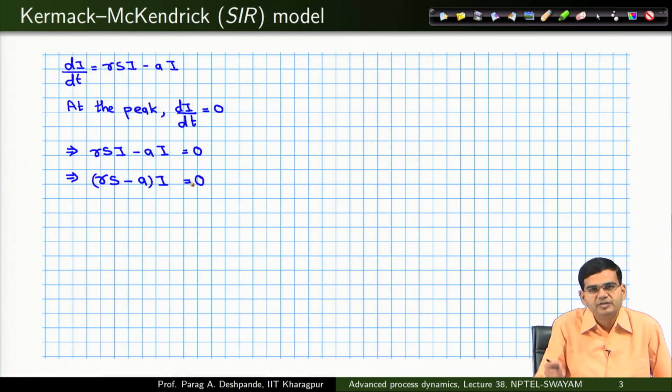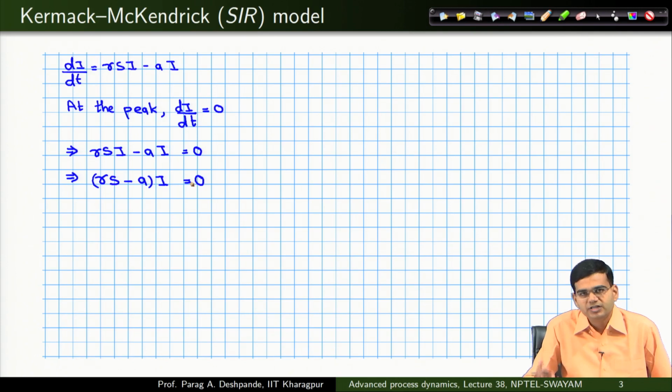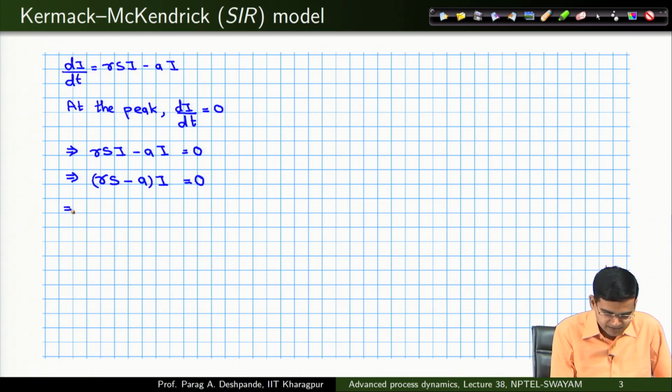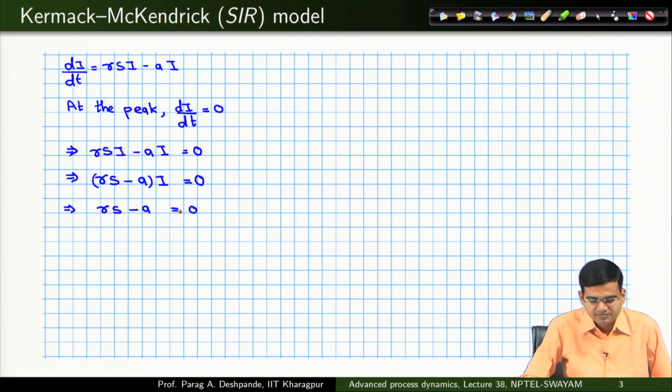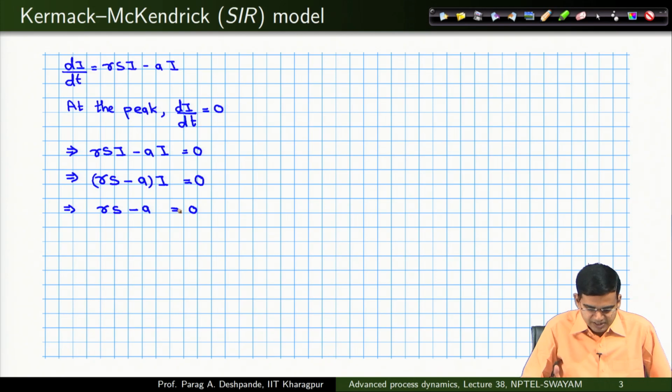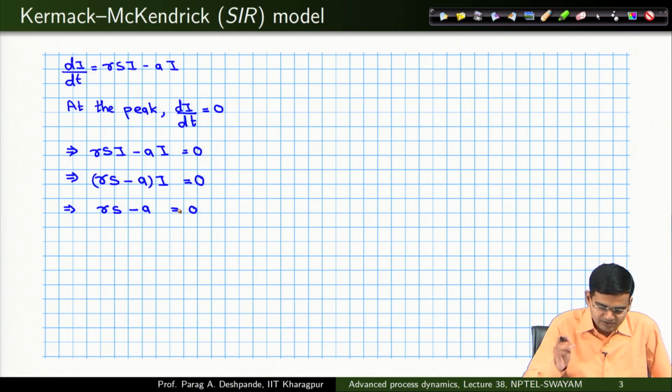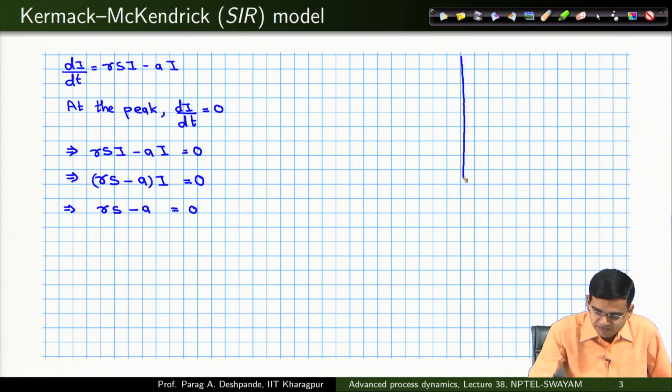Now, I cannot be 0, because if you do not have any infected member, further infection cannot spread. So, therefore, I can write r S minus a should be equal to 0. Now, this gives me a condition for the value of S, the susceptible population, at which you will get a maxima.